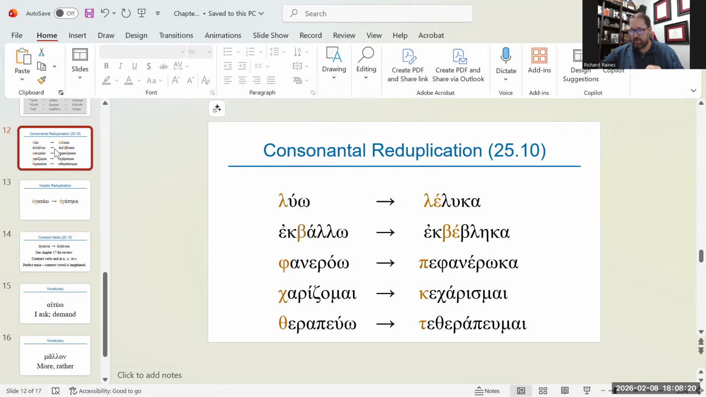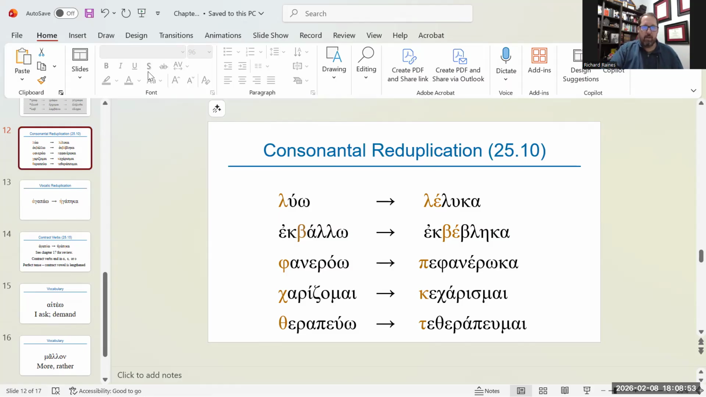If the verb begins with a single consonant, that consonant is reduplicated, and the two consonants are separated by an epsilon. So if a verb begins with a single consonant, that consonant is going to appear again, and you're going to put an epsilon in the middle. I don't know if it's the majority, but it's going to be a significant number of the verbs that you encounter. All right, you got that?